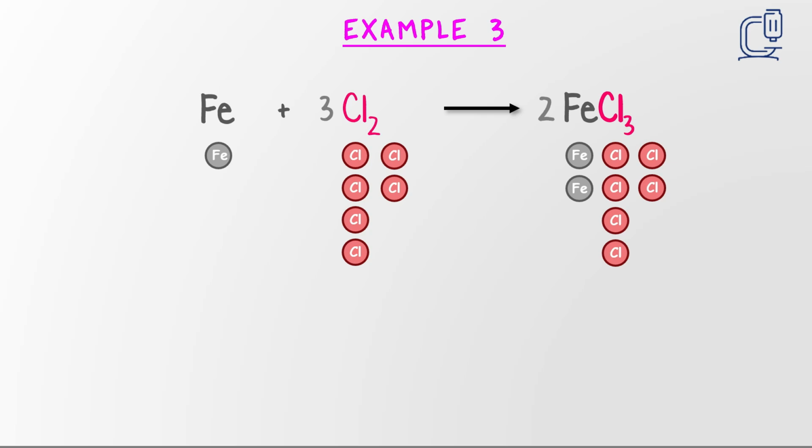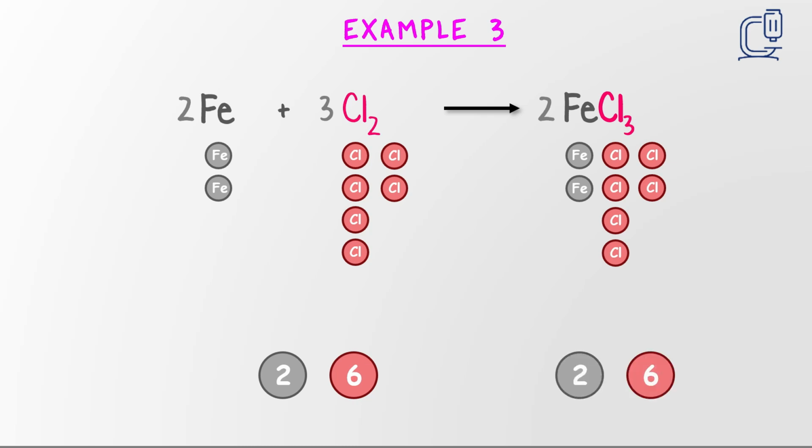We now have to balance the iron, as we have 1 iron on the left hand side and 2 iron on the right hand side. So let's put a 2 in front of the iron on the left hand side and do a final check. We have 2 iron and 6 chlorines on the left hand side and 2 iron and 6 chlorines on the right hand side. So that's all for this video.